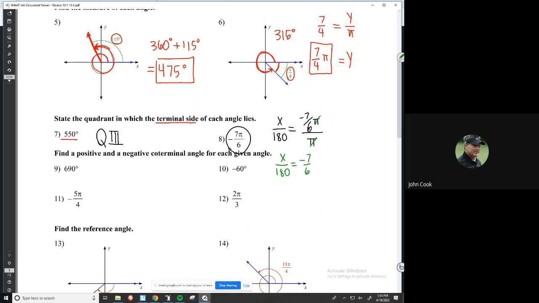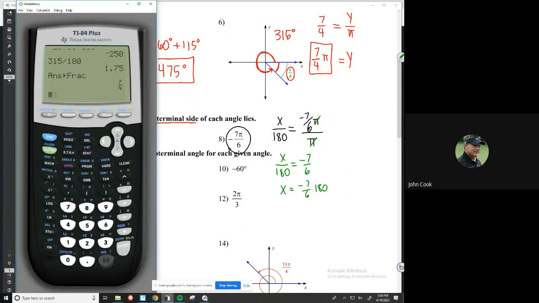Then I'd use my calculator. I'd multiply 180 onto both sides. So x equals negative 7 over 6 times 180. Let's see what we end up with. So negative 7 over 6, and then times 180, I get negative 210. Okay, cool. So this is really just a negative 210 degree angle. So let's see what happens with that.